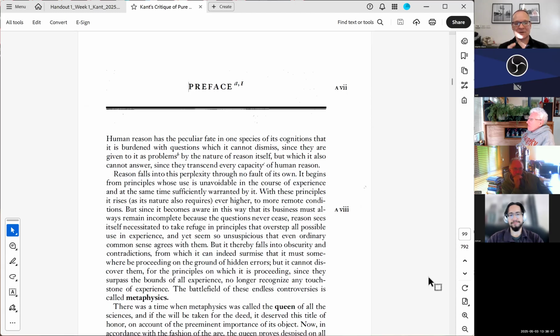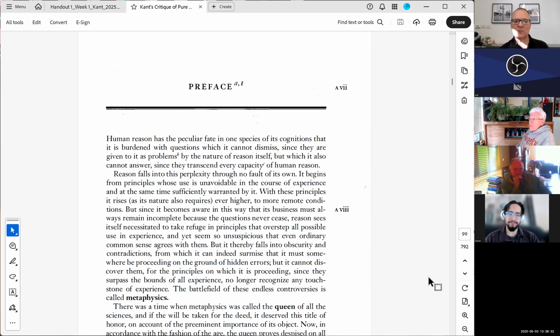So the preface of the Critique of Pure Reason, A7. I'm afraid I didn't bring copies of the Critique of Pure Reason, but if you have access to an electronic device, I sent the link to the PDF on the handout. Otherwise, I'll just read it and we'll go from there. This is the first paragraph of the preface of A, and I'm going to read the first paragraph of both prefaces.